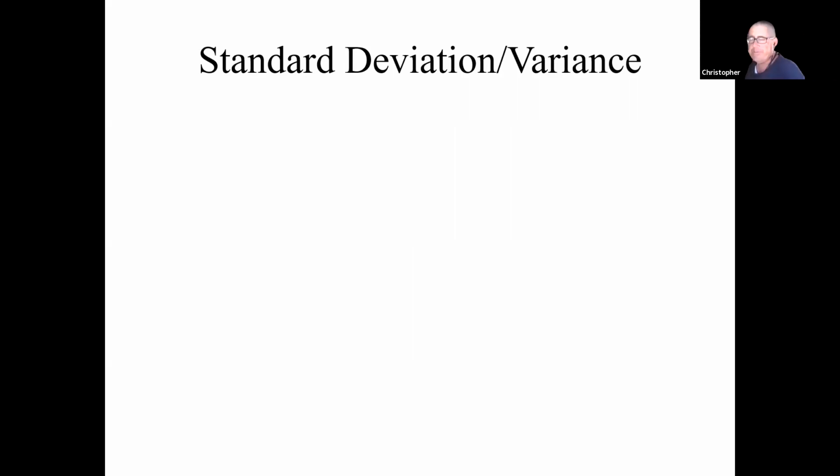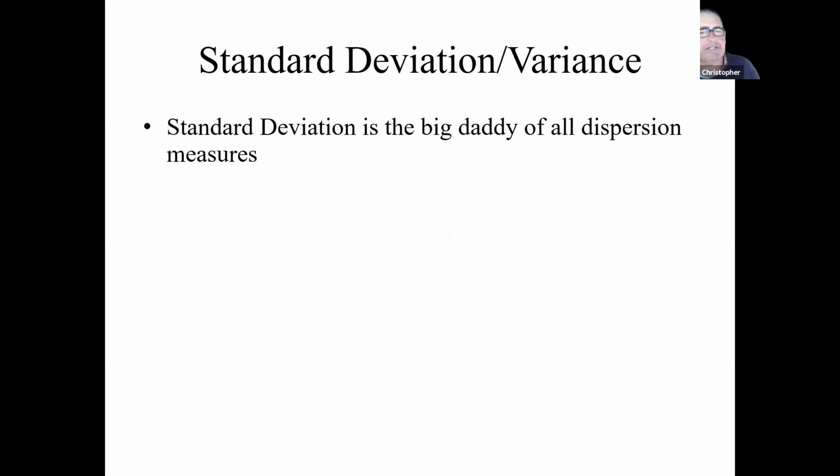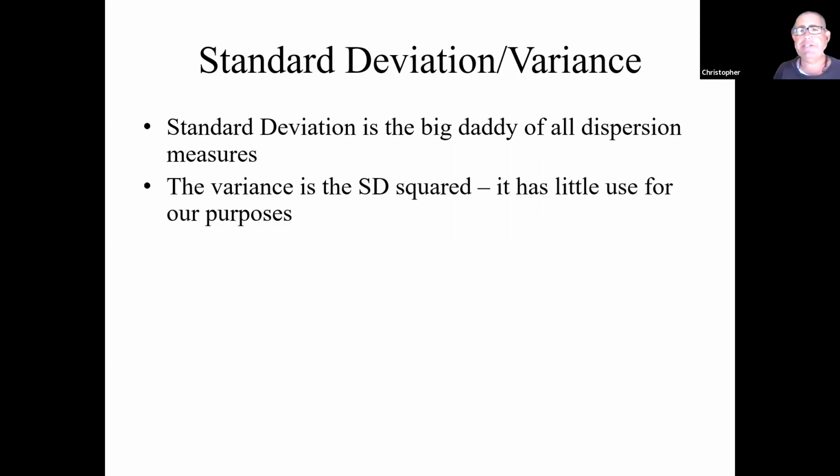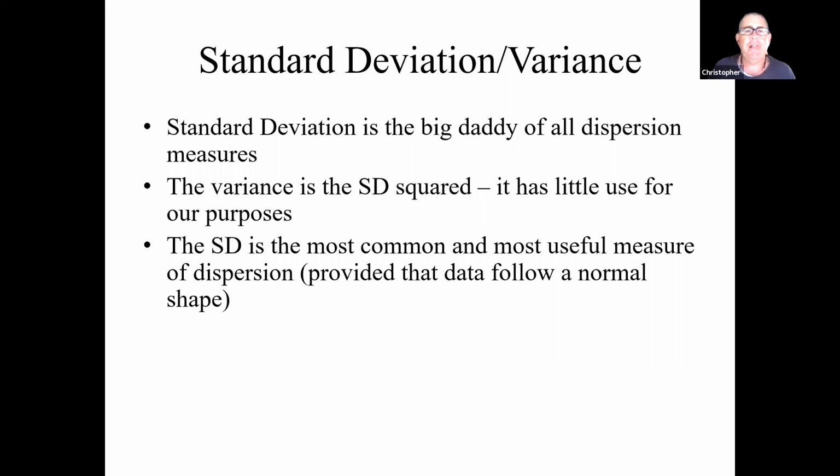All right, the most important one, standard deviation and variance. Standard deviation is the big daddy or big mommy of all dispersion measures. It is really the only important piece in this, the only measure of really any consequence in this section. The variance is the standard deviation squared. It has little use for our purposes, but we'll calculate it just because it's easy. Standard deviation is the most common, most useful measure of dispersion, provided that our data follow a roughly normal shape.